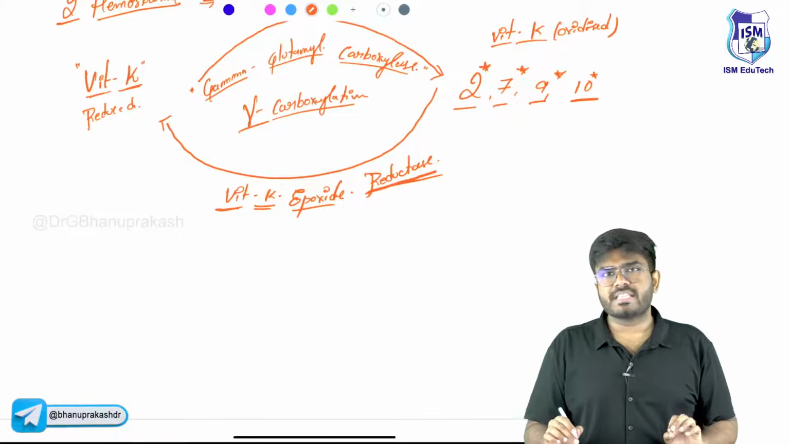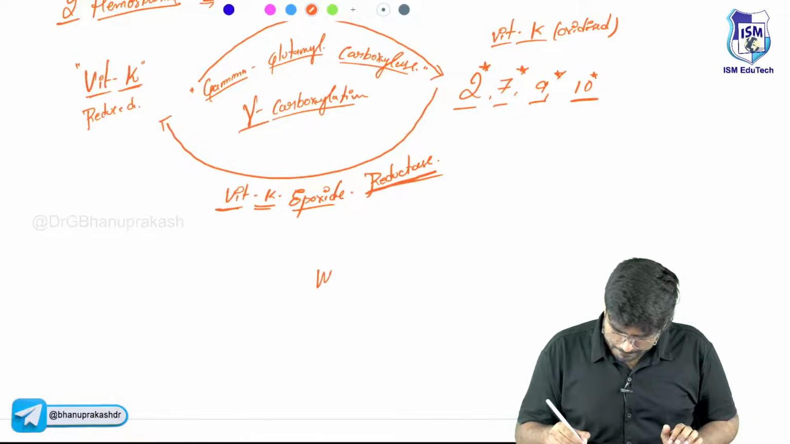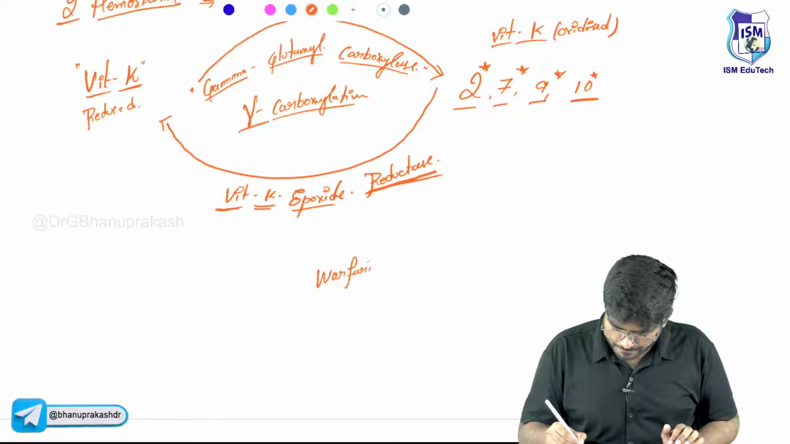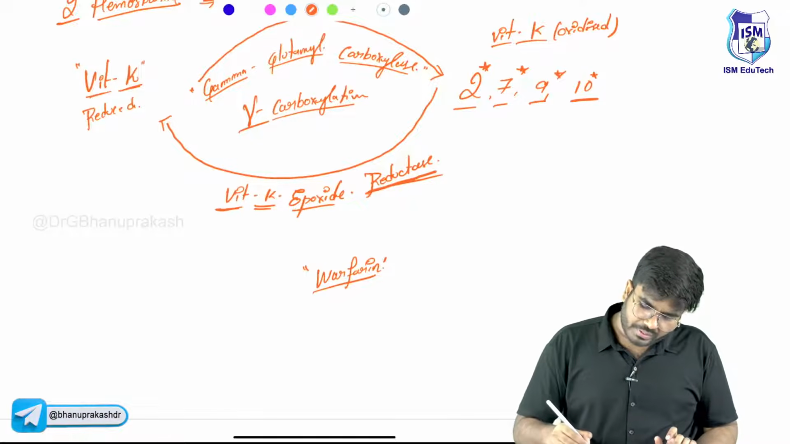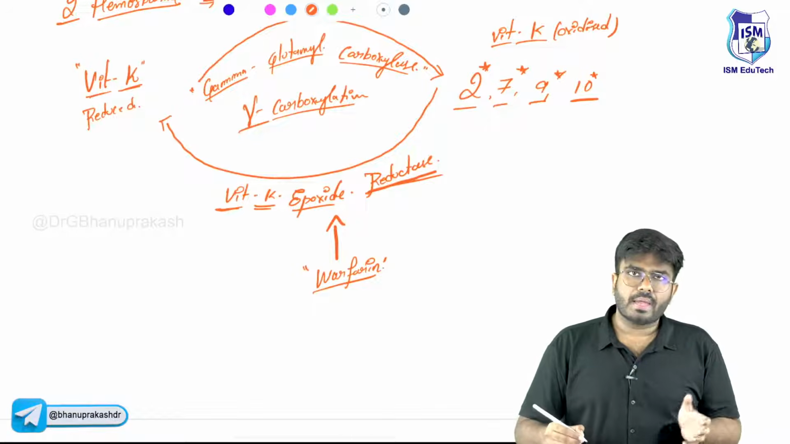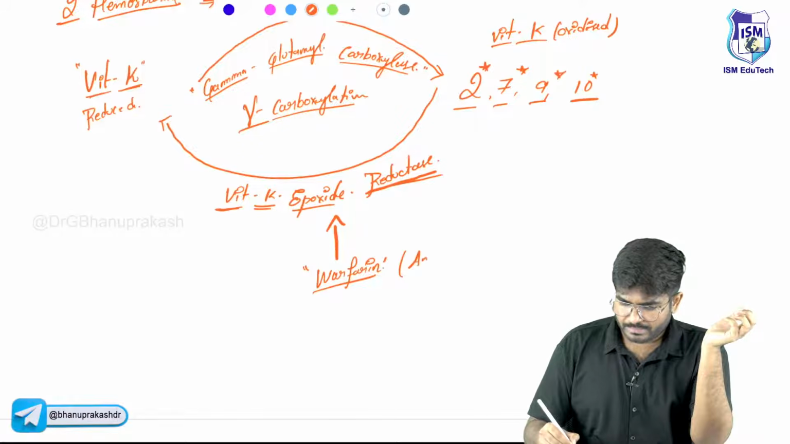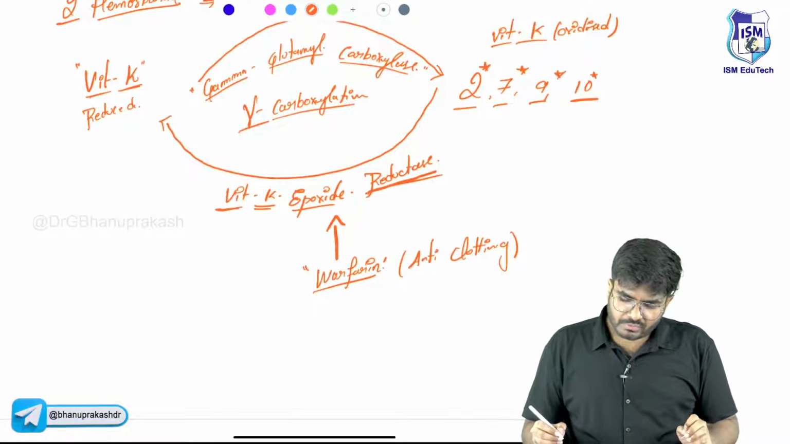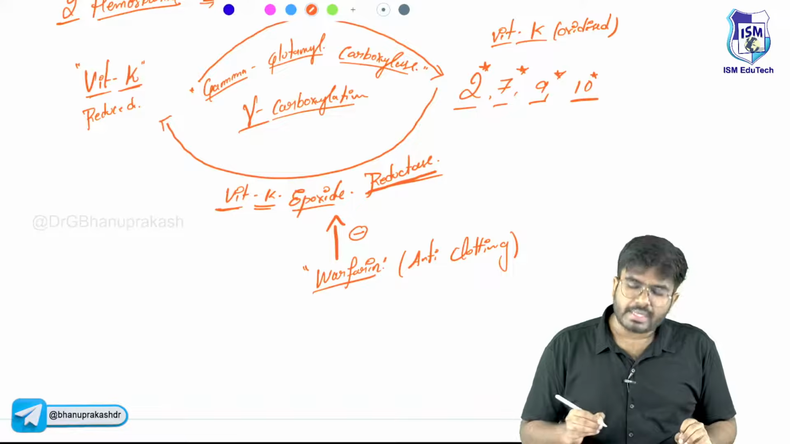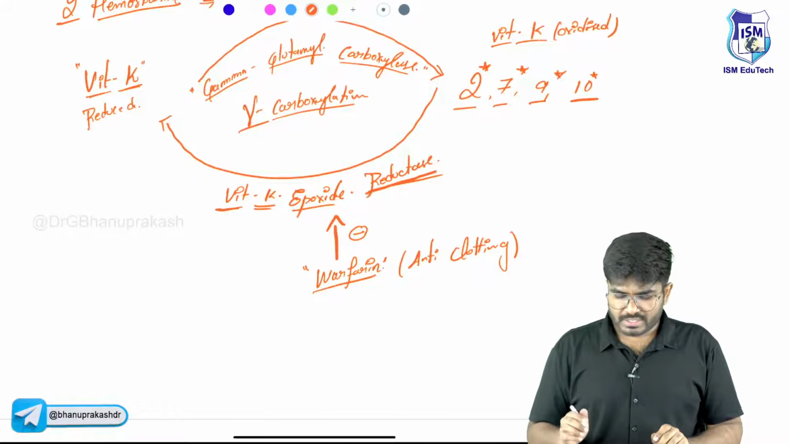Just now I discussed aspirin, right? That's why I want to discuss one more drug, which is called warfarin. Warfarin is an anticoagulant, anti-clotting. If you take this warfarin drug, what will it do? It will inhibit vitamin K epoxide reductase. Vitamin K epoxide reductase is inhibited.